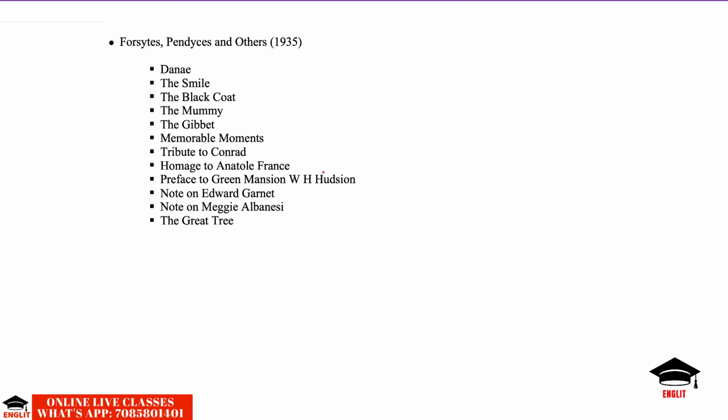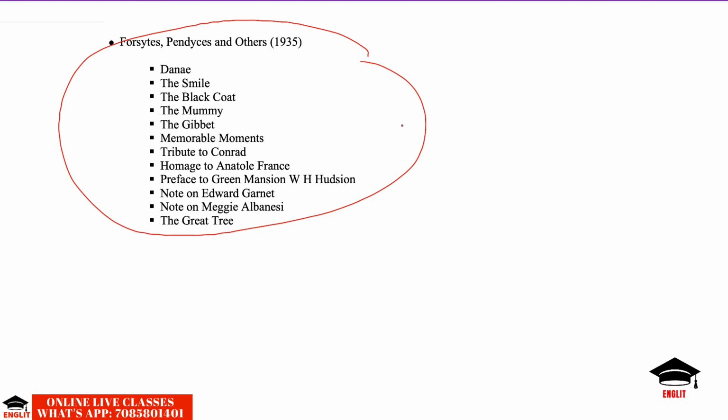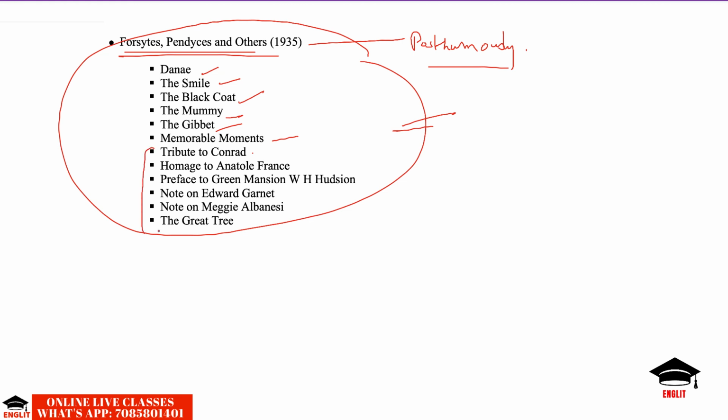Now, some similar stories are not exactly part of the Forsyte Chronicles. However, we can find in some stories some touches related to the Forsytes or Forsyte characters. So, this was also a collection that was published posthumously. Dane, The Smile, Black Coat, Mummy, Gibbet, Memorable Moments, Tribute to Conrad. So they are some non-fictions as well.